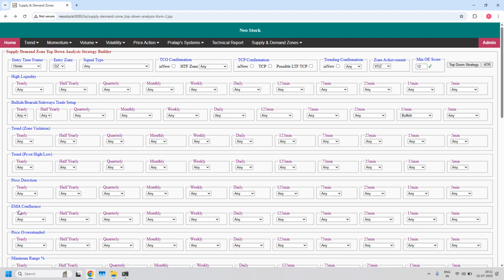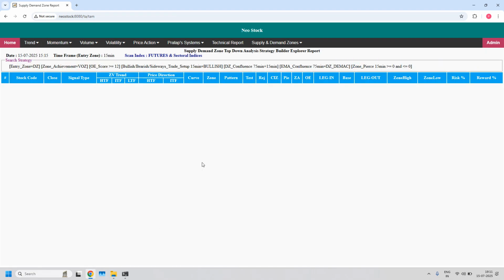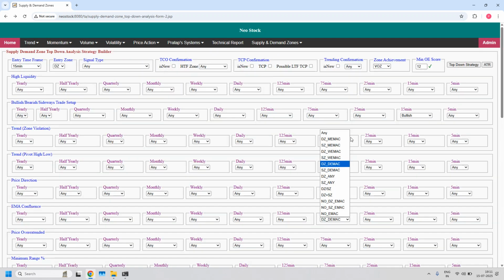Let's set that EMA confluence at 75 minutes. I'm checking 75 minutes demand zone with daily EMA confluence. None of the stocks are having. Okay, fine. Next we will look into 75 minutes, 15 minutes, 75 minutes and daily demand zone confluence supported stocks.